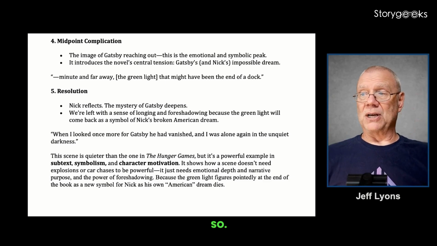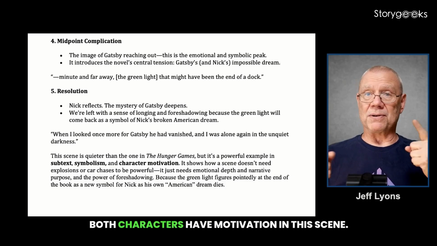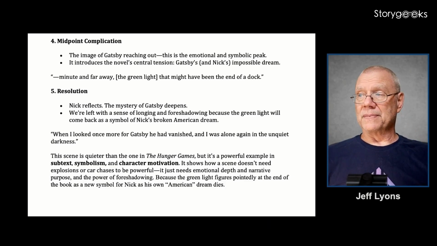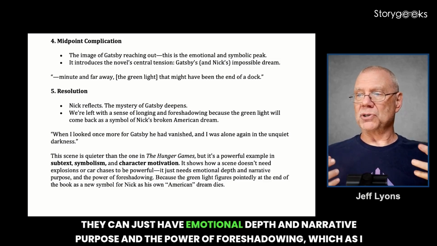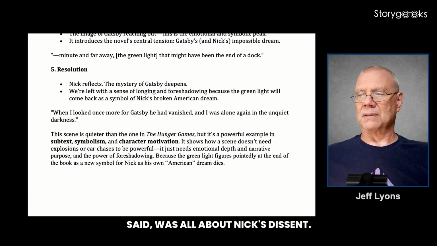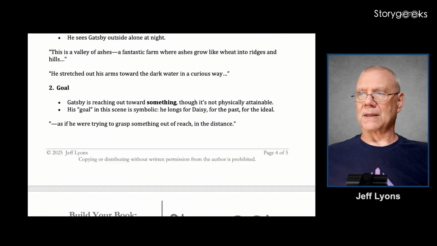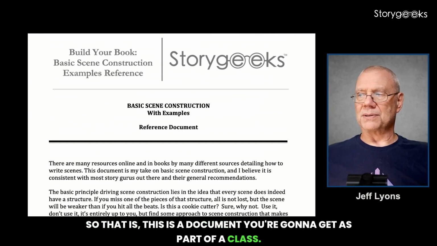Okay. So this scene from Gatsby is, as I say in the note here, a powerful example of subtext, symbolism, and character motivation. Both characters have motivation in this scene. And it shows how scenes don't have to be explosions and car chases. They can just have emotional depth and narrative purpose, and the power of foreshadowing, which as I said, was all about Nick's descent, right? So this is a document you're going to get as part of the class.